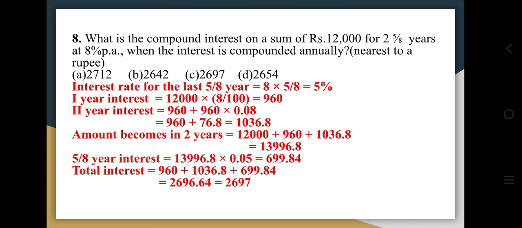So first we find, as in the previous case, the interest rate for the last 5 by 8 year. So for 1 year, the interest rate is 8%. So for 5 by 8 year, the interest rate is 8 into 5 by 8, that is 5%. So for the last 5 by 8 year, we have to calculate interest only at 5%. For the first 2 years, we have to calculate the interest at 8%.